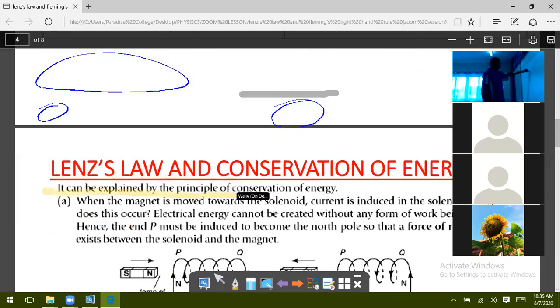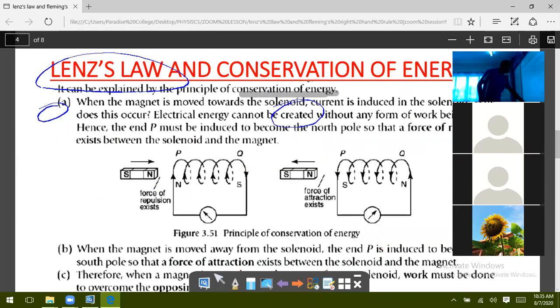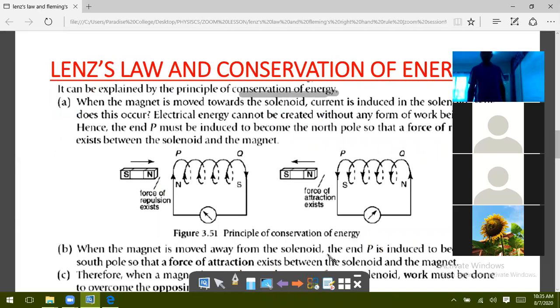Guys, concentrate. Okay, now here, class, notice this. Do you remember the law of conservation of energy? Yes. All right, conservation of energy states that energy is neither created nor destroyed. It changes from one form to another. That's right. So Lenz's law actually upholds the law of conservation of energy.